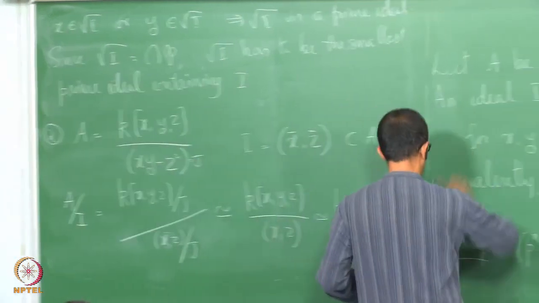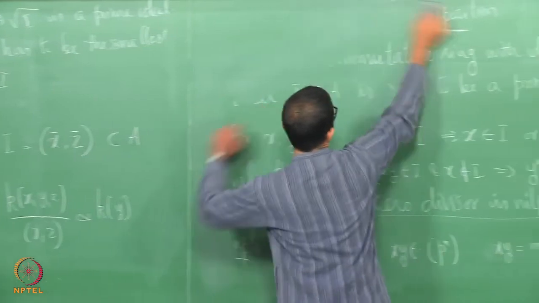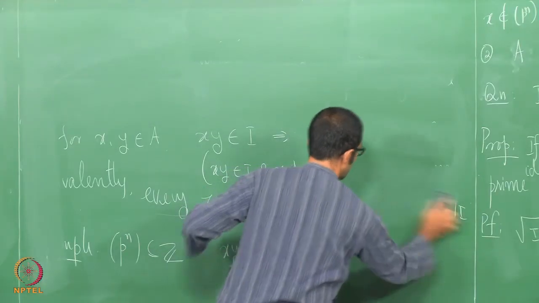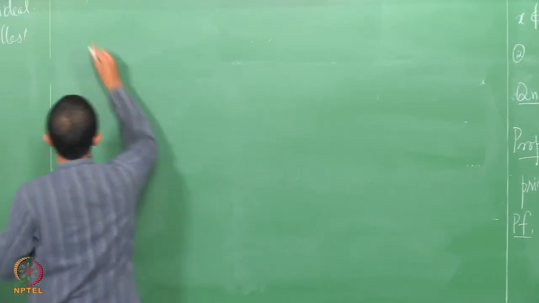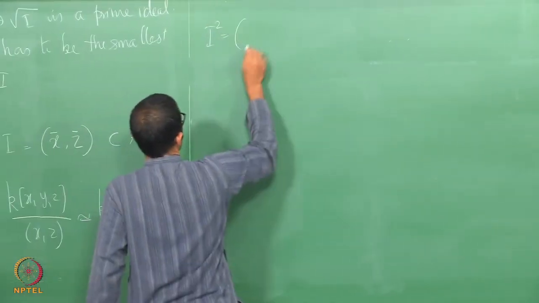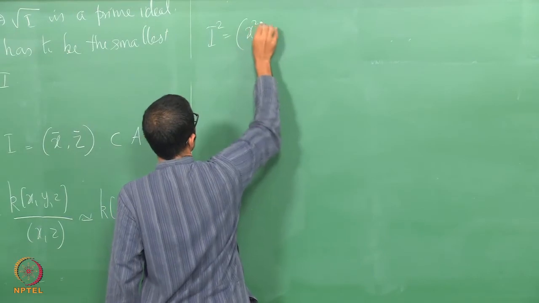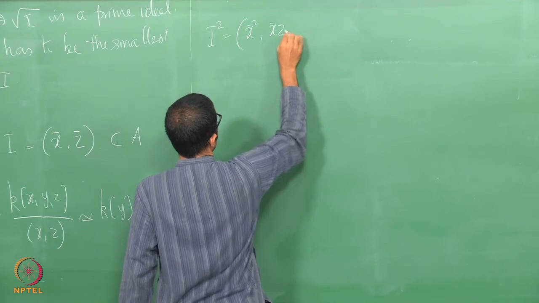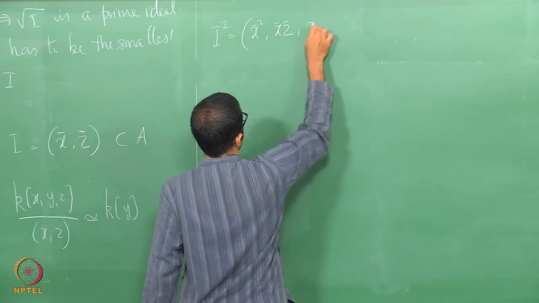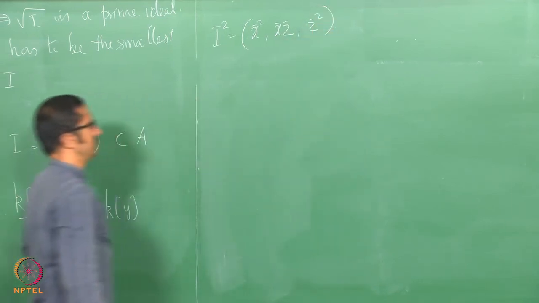Now let us look at I square. What happens to I square? Can you write down what is I square? I square is the ideal generated by x bar square, x bar z bar and z bar square.